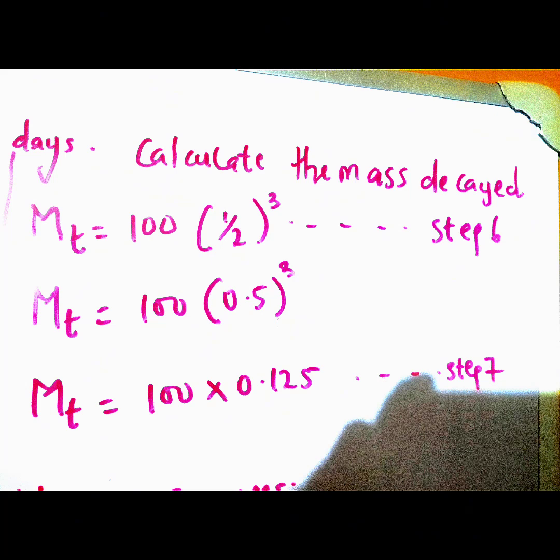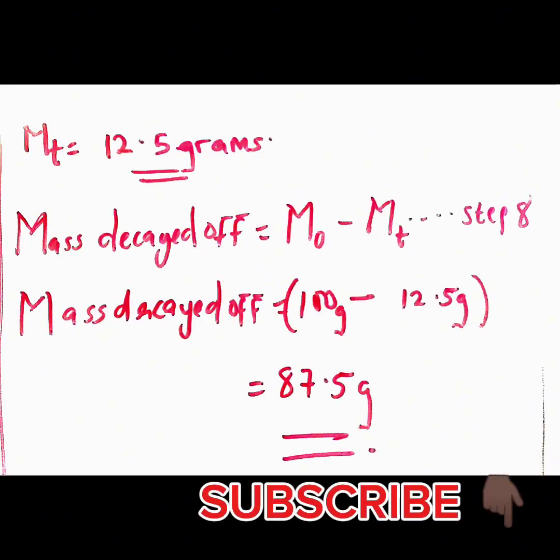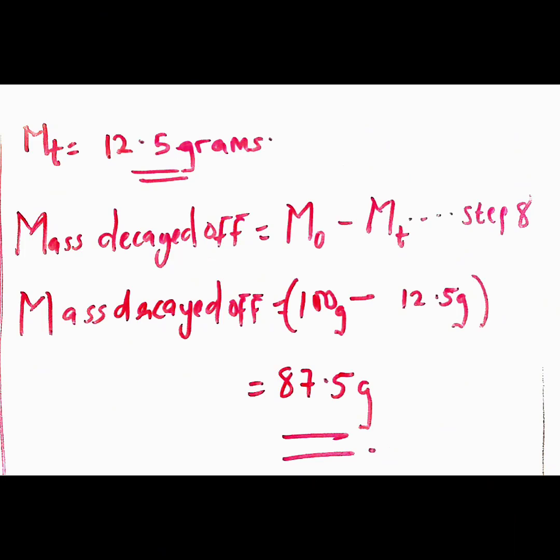So what does this simply mean? You can put it inside your calculator, or you multiply 0.5 times 0.5 times 0.5 in 3 places. So that leads us to step 7. Then we have m subscript t is equal to 100. If you find 0.5 raised to the power of 3, it's going to give you 0.125. Then if you multiply 100 times 0.125, it's going to give you 12.5 grams. That is the mass after 15 days, the mass remaining after 15 days.